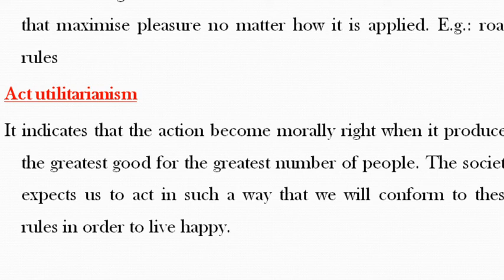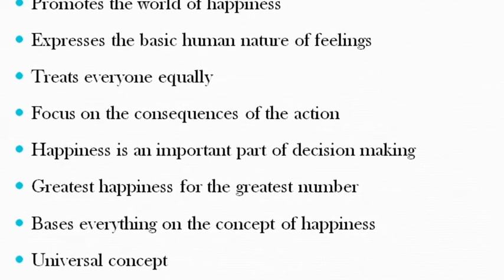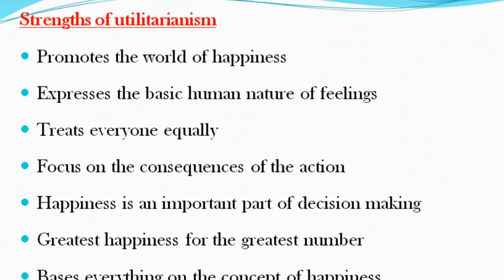Then next topic is that let us discuss the strength and weakness of this utilitarianism theory. So first point is that it promotes the world of happiness, which means എന്താണ് അത് യൂട്ടിലിറ്റി എന്നൊരു കോൺസെപ്റ്റിനാണ് നമ്മൾ ഇമ്പോർട്ടൻസ് കൊടുക്കുന്നത്. സോ യൂട്ടിലിറ്റി which means happiness and disutility which means the unhappiness. Okay, so it promotes the world of happiness. Then second one is that it helps to express the basic human nature of ഫീലിങ്സ്. നമ്മുടെ ആ ഒരു ഫീലിങ്സും കൂടി അത് ഹ്യൂമൻ ഫീലിങ്സും കൂടി അത് കൺസിഡർ ചെയ്യുന്നുണ്ട്.